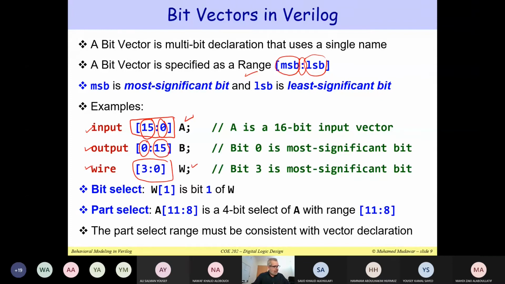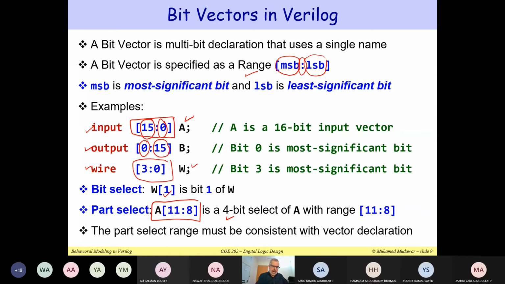Now you can index a bit vector. This is called bit select. You can select bit 1 of W, or you can have a part select. You can select not just one bit, but a group of bits. For example, you can write something like A 11 down to 8. So we are selecting 4 bits of A, bits 11, 10, 9, and 8. So this is basically a 4-bit select of A in this range.